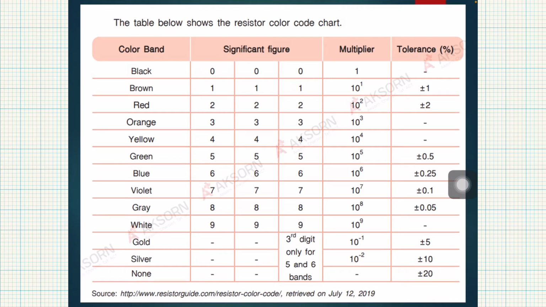Okay, now here in your book, you can open as we go on with our lesson. In your book, you can see different colors, starting from black, brown, red, orange, yellow, green, blue, violet, gray, white, gold, silver, and sometimes none. You can also see the significant figures, which are usually single digits, and then the multiplier, and the tolerance, which is the percentage. Every color has a significant figure, a multiplier, and a tolerance.